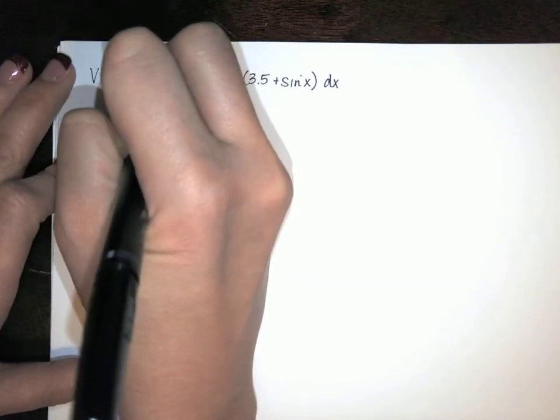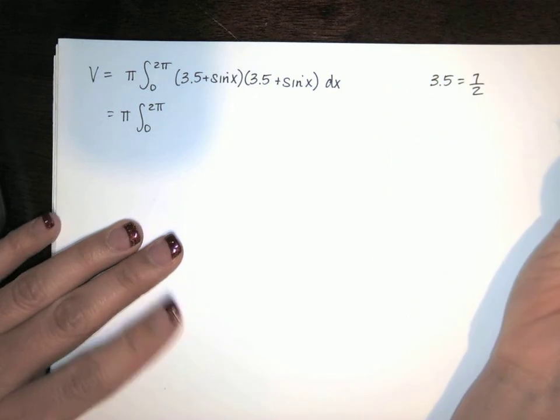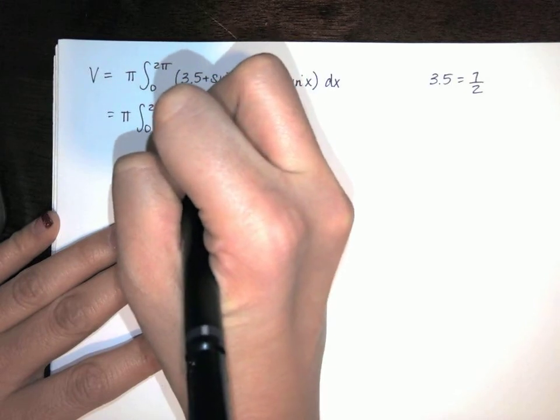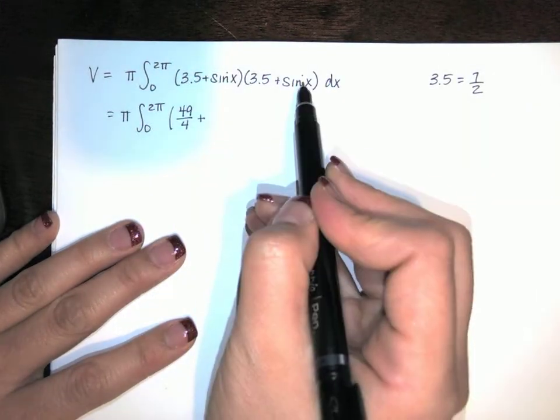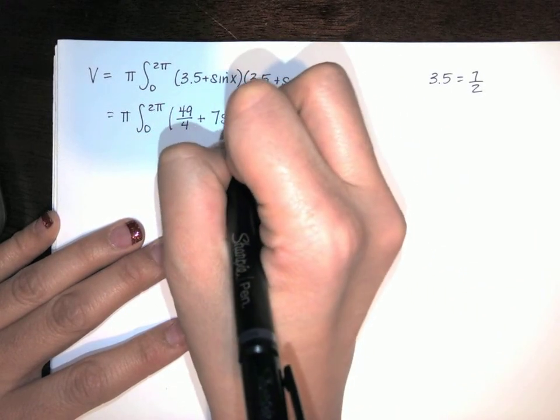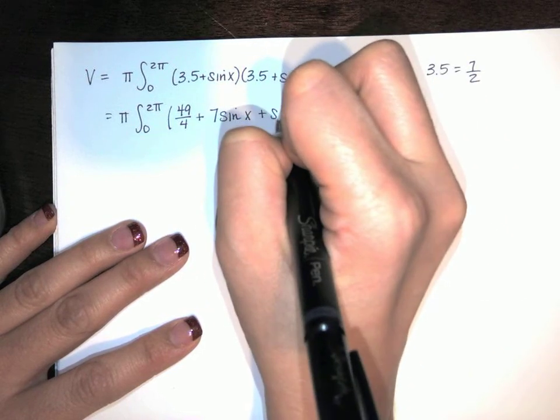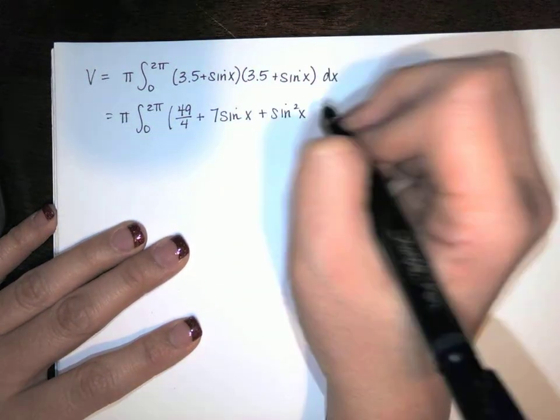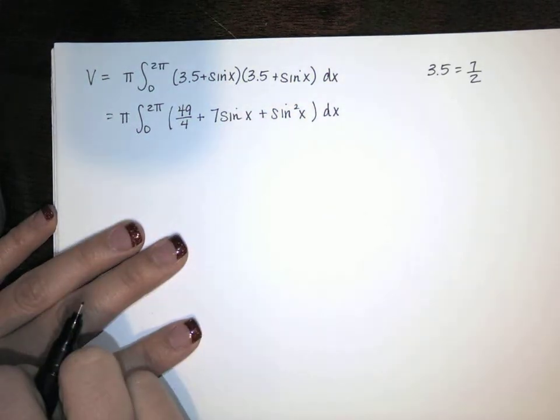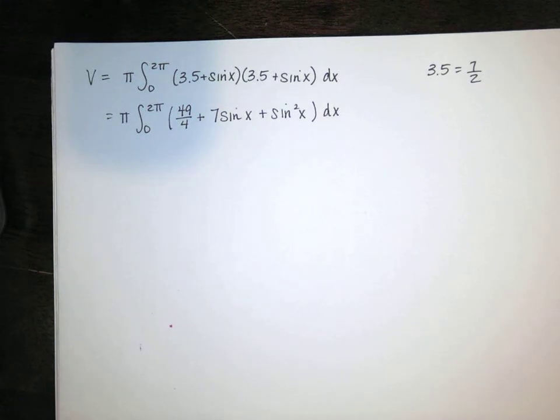I don't know what 3.5 times 3.5 is, but I know 3.5, isn't that 7 over 2? Well, 7 over 2 times 7 over 2 is going to be 49 over 4 plus outer times outer is 3.5 sine of x. Inner times inner is another 3.5 sine of x. So I've got 7 sines of x. And last times last is sine of x, quantity squared, or if you prefer, sine squared x, same thing. All right, I've got a rule for that and a rule for that. Now sine squared x I do not have a rule for, but remember we've already studied trigonometric integrals.